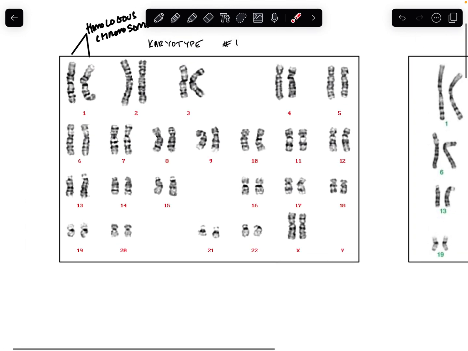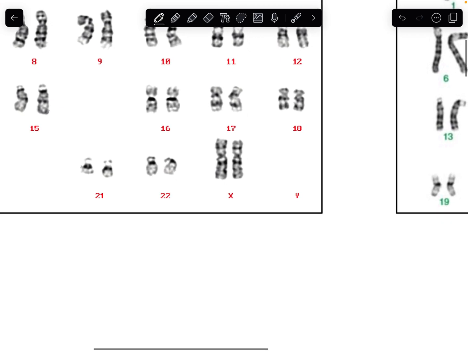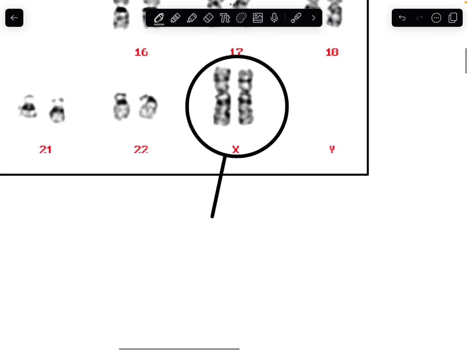So notice here that this individual has 2 X chromosomes and there's nothing where the Y is. Now, this is an individual who would be a biological female for their sex.